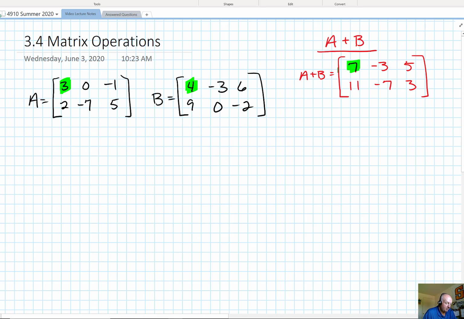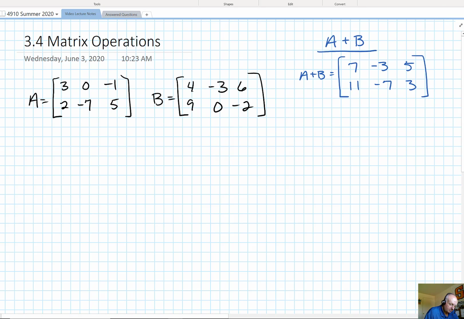3 plus 4 is 7. 0 plus a negative 3 is negative 3. And there you go. Right? Doesn't get much easier than that. Of course, your technology can handle this as well. But we need to be able to do it by hand as well.